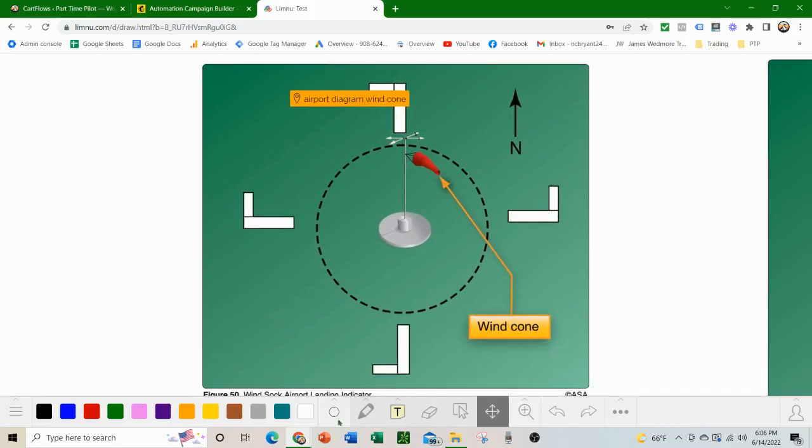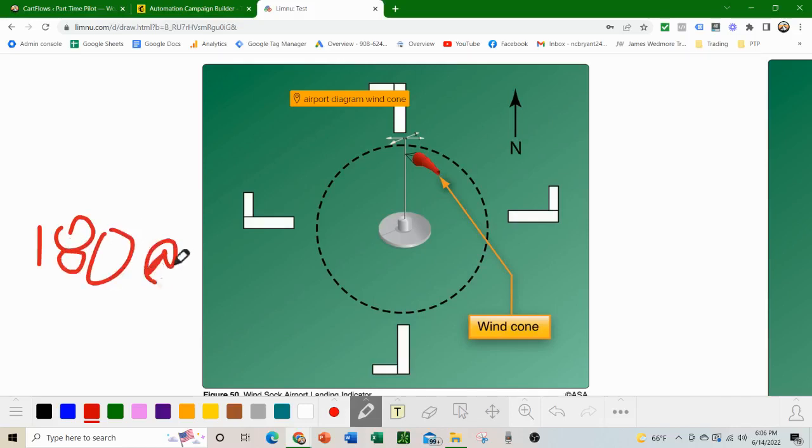Okay, start over. Whenever we say the winds, we say a direction and the velocity. So we say, okay, 180 at, let's say, 10 knots. This direction is the direction that the wind is coming from. It's not the direction the wind is going to. So 180 means the wind is coming from the south. So the wind arrow would look like this. It's coming from the south.